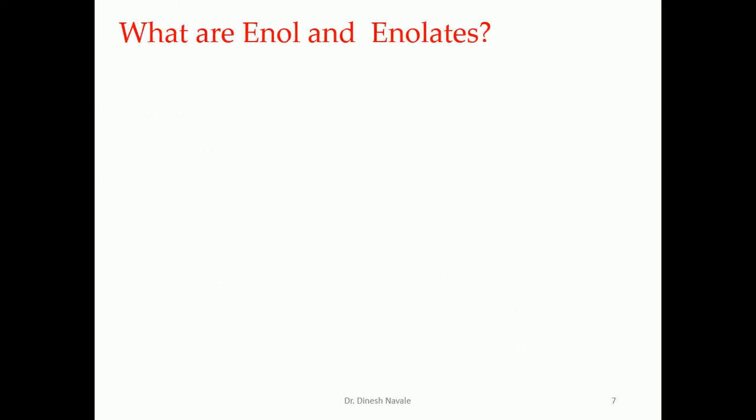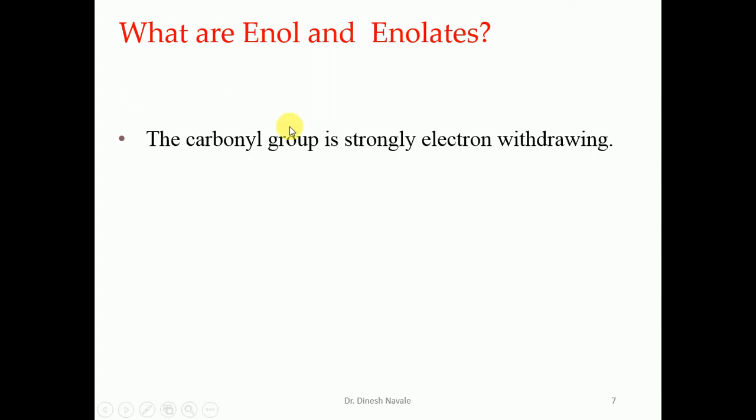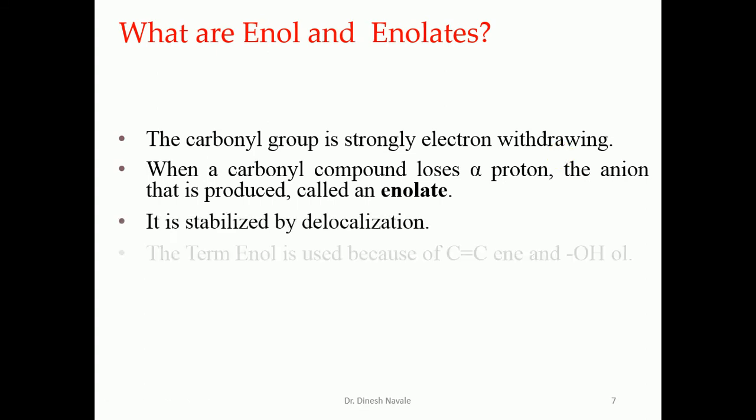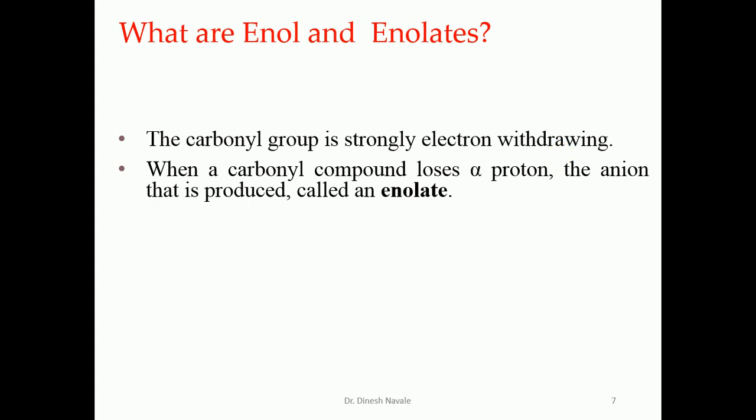So what are enols and enolates? The carbonyl group is a strong electron withdrawing group. As we have discussed earlier, the carbonyl group, being strongly electron withdrawing, makes the alpha carbon atom electron deficient. So the proton attached to the alpha carbon atom becomes electron deficient, making that proton acidic. When a carbonyl compound loses an alpha proton, the anion that is produced is called the enolate anion. It is stabilized by delocalization.